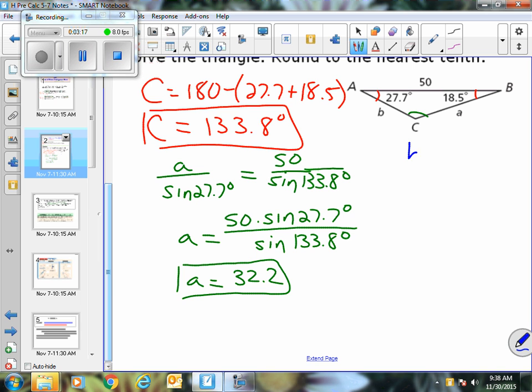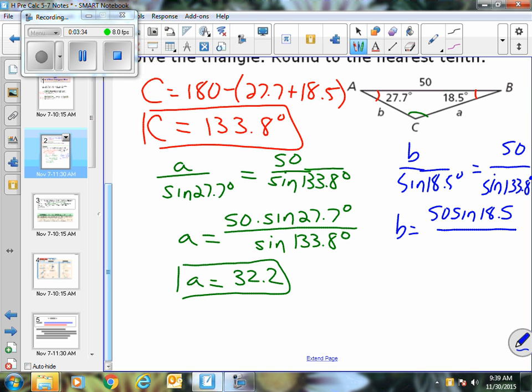All right, little b is the sine of angle B. That's the 18.5. As we go back to the given information, 50 is to the sine of 133.8 degrees. Cross multiply and divide. Again, what I'm writing right now, I would never expect you to have to show. It's just what you're typing into your calculator. So 50 times the sine of 18.5 divided by the sine of 133.8.